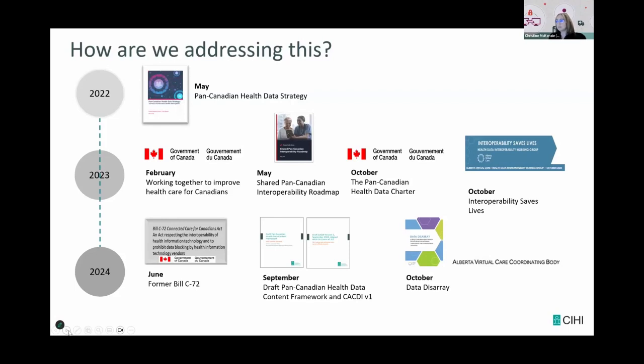And as Shannon mentioned, we are partnering with Canada Health Infoway to help improve and advance interoperability within the country. And then in October of 2024, the Alberta Virtual Care Coordinating Body also released another report called Data Disarray, which put forward some recommendations on the need to have strong health data policy as well as governance within our country.